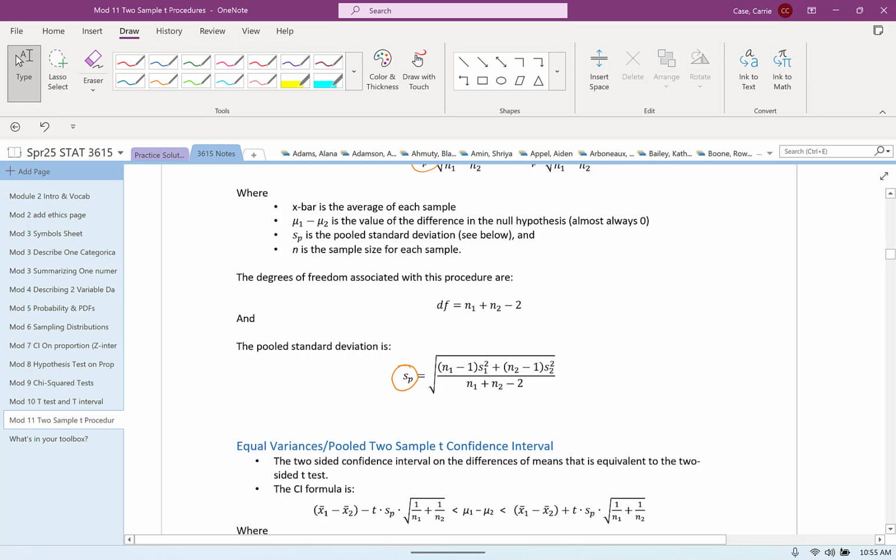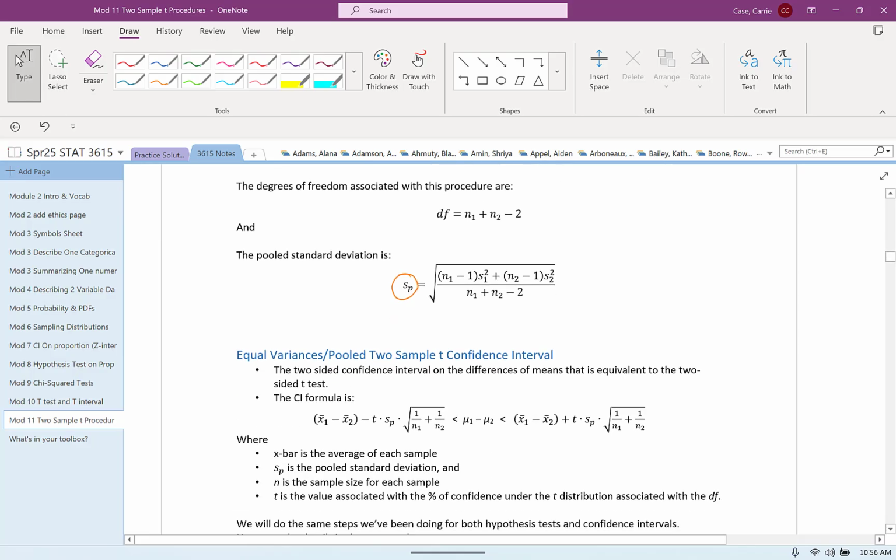The degrees of freedom associated with this test procedure are n1 plus n2 minus 2, and we need these degrees of freedom for our t distribution because the t distribution changes with degrees of freedom or sample sizes, because as sample sizes get bigger, this distribution approaches the normal curve.